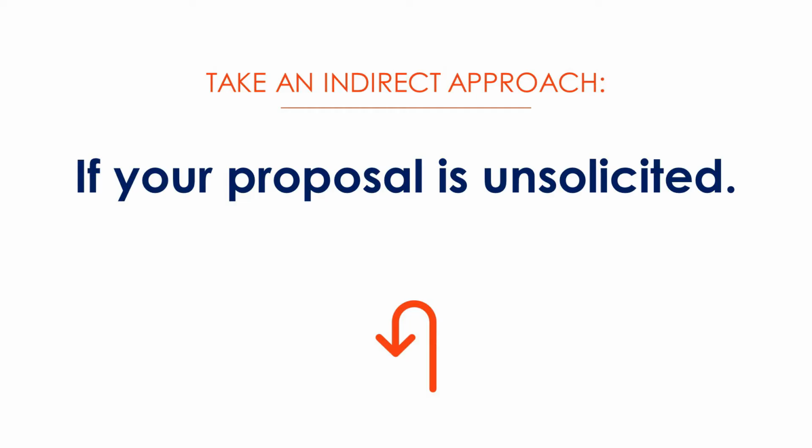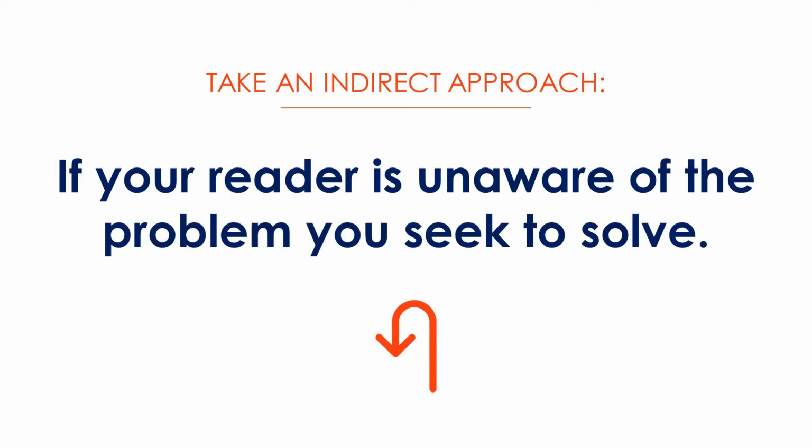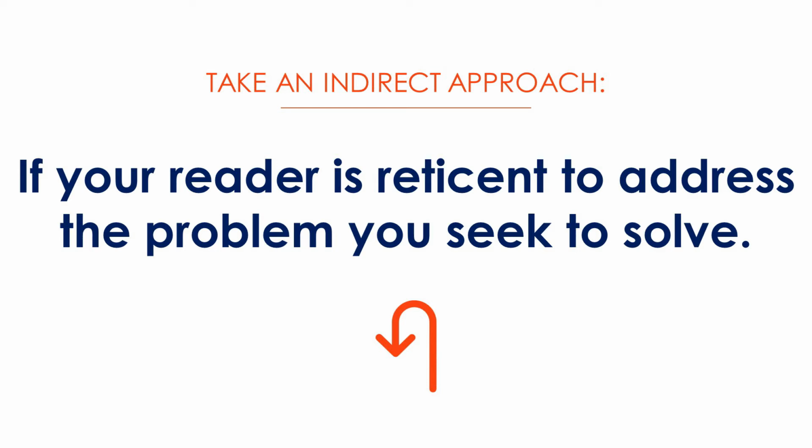So you want to take an indirect approach to persuasive messages under the following circumstances. You want to take that indirect approach if your proposal is unsolicited, if your audience hasn't asked for your persuasive message. You want to take an indirect approach if your reader is unaware of the problem that you seek to solve, if your reader, in other words, doesn't know that they have a problem that needs solving. And you also want to take an indirect approach to your persuasive message if the reader is reticent to address the problem that you seek to solve. In other words, if you're writing about a topic that is not going to make them happy.